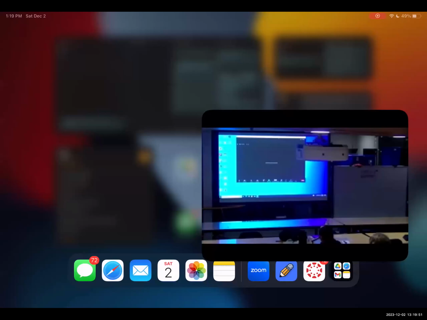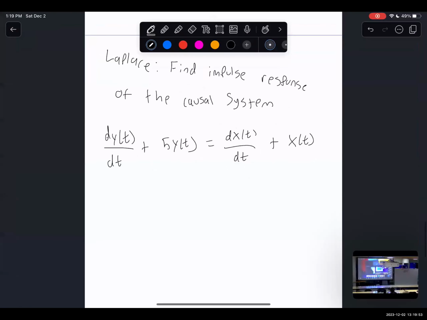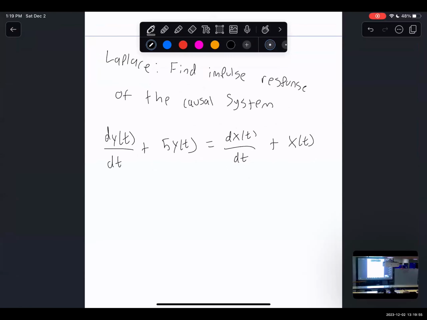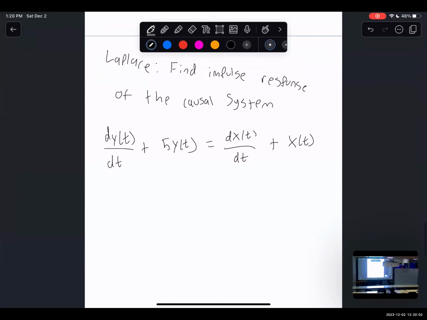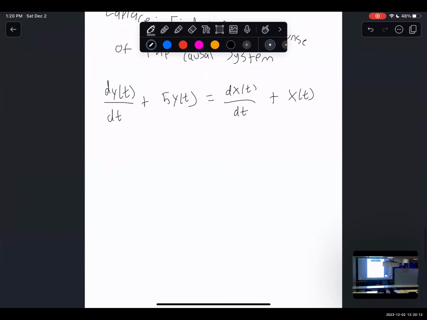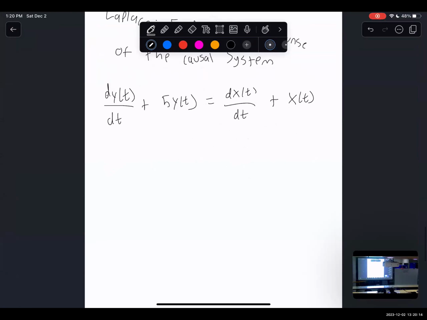Okay, so looking at Dr. Kutabakar's announcement, there will very likely be Laplace. We obviously haven't seen the exam, but I think it would be good to do a Laplace example. So here is going to be a Laplace question, and we're going to try to find the impulse response of a causal system. And they give us this system here. So here's the system you're given in the time domain. And it's asking for the impulse response.